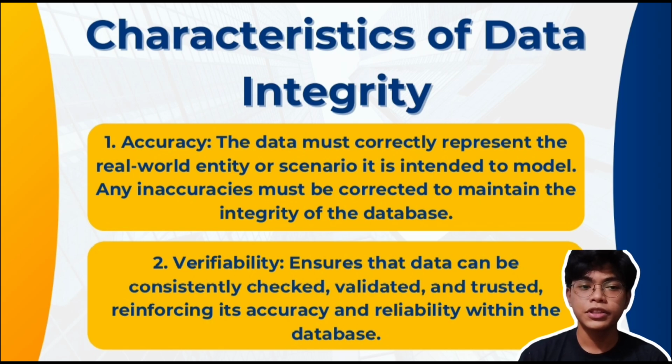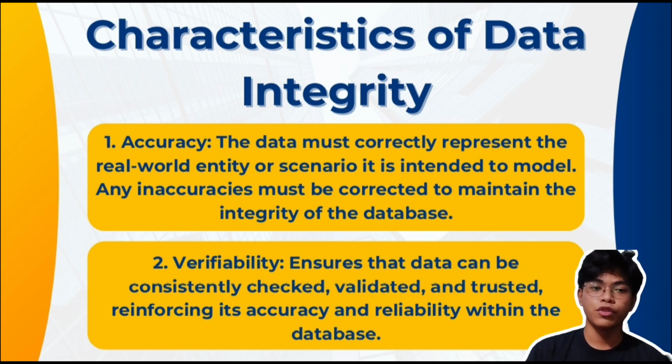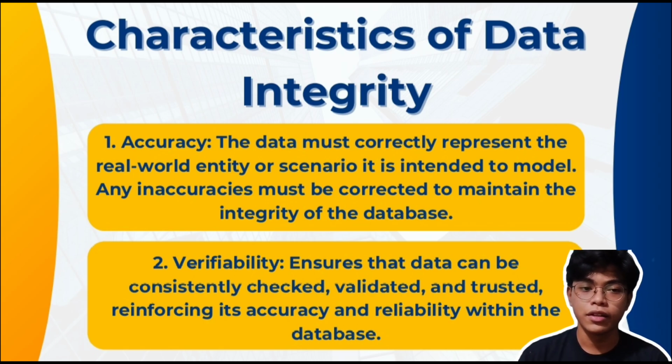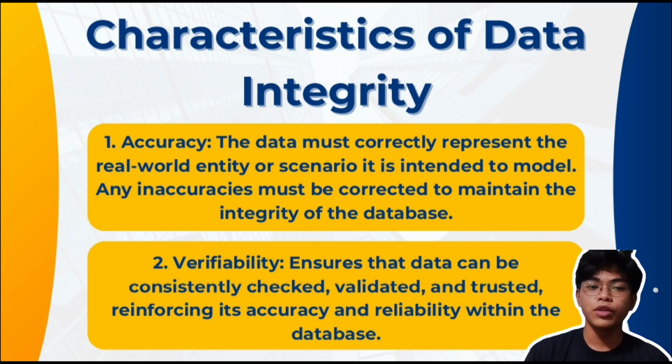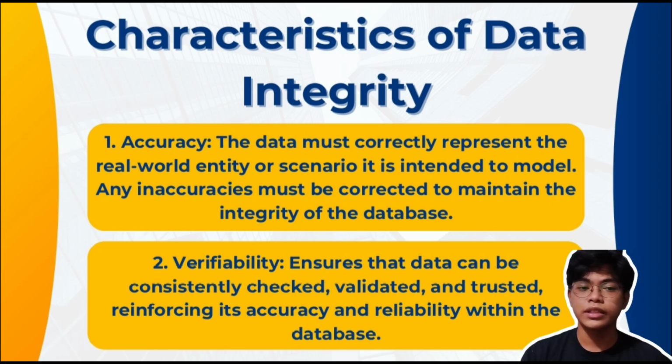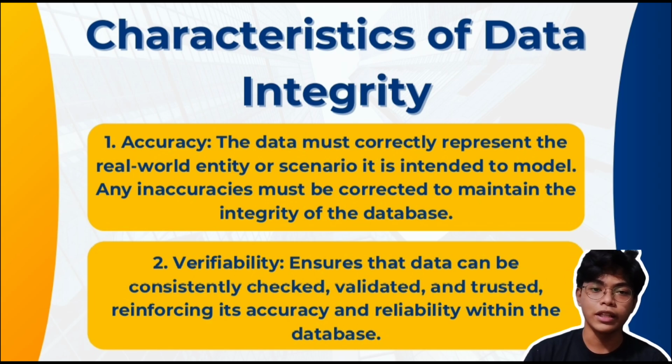Lastly, characteristics of data integrity, which involves accuracy and verifiability. First is accuracy. The data must correctly represent the real-world entity or scenario it is intended to model. Any inaccuracies must be corrected to maintain the integrity of the database. Number two, verifiability. In data integrity, it ensures that data can be consistently checked, validated, and trusted, reinforcing its accuracy and reliability within the database.